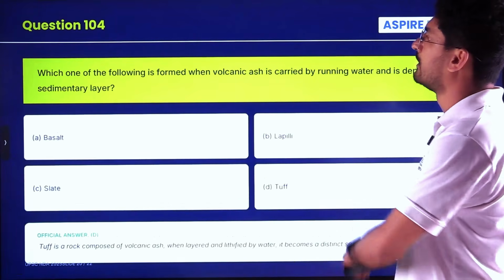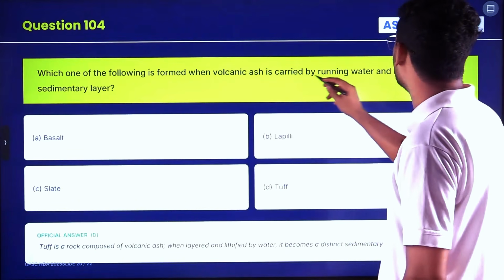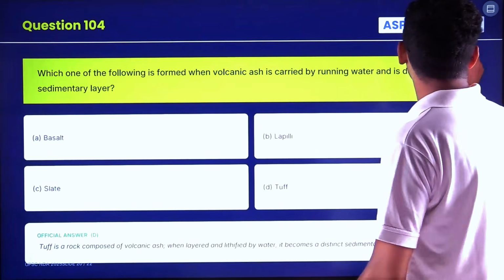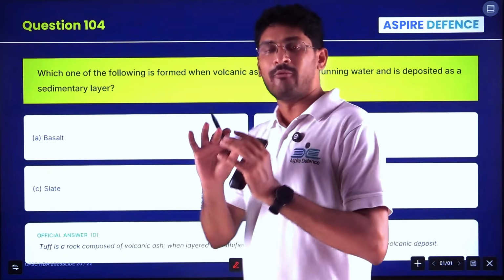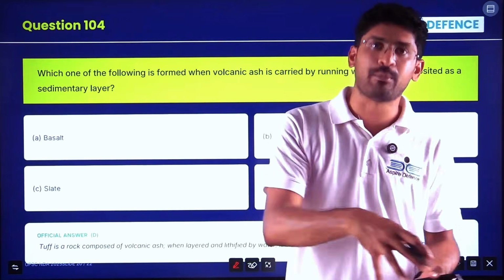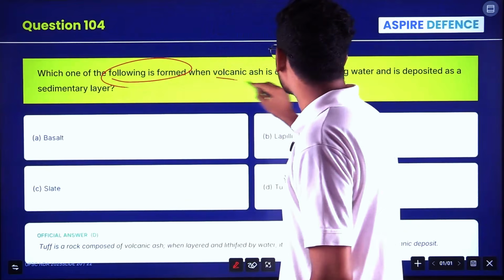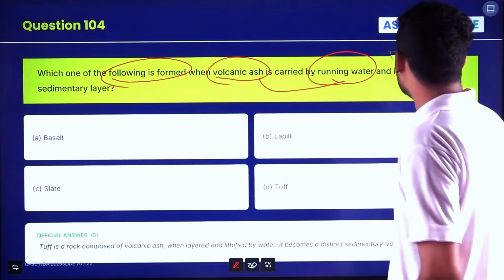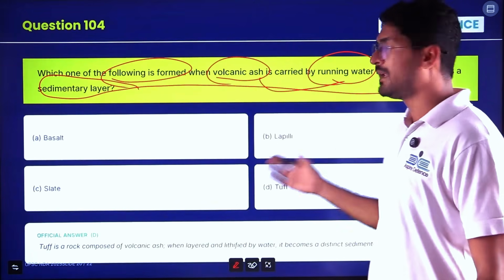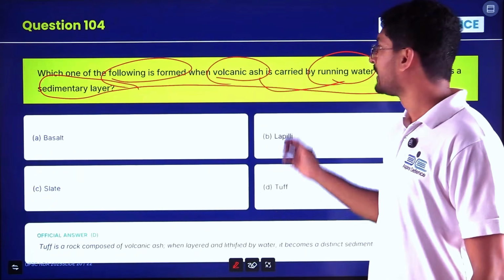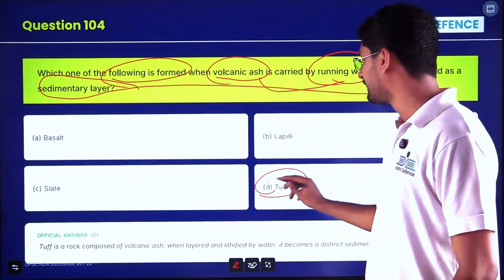Clear? Next, which one of the following is formed when volcanic ash is carried by running water and is deposited as a sediment layer? See, I told one is building process, one is destruction process. When the material is destructed, again it will go and deposit somewhere. Here it is asking which one of the following is formed when volcanic ash is carried by running water and is deposited as a sediment layer. Is it basalt? Is it lapilli? Is it flake? Or is it tuff? When volcanic ash is washed by water and it forms a sediment layer, it is called tuff.